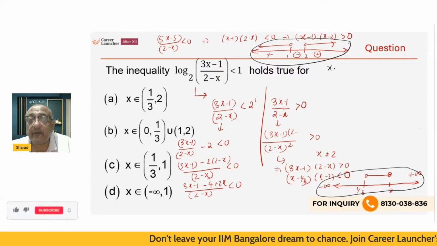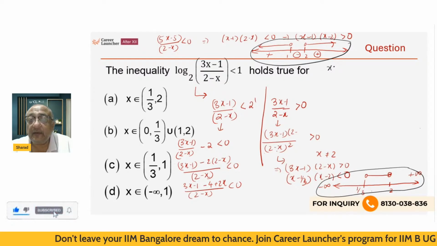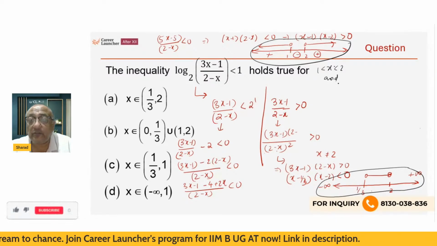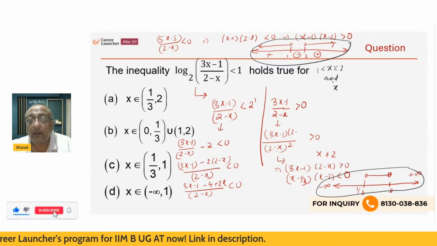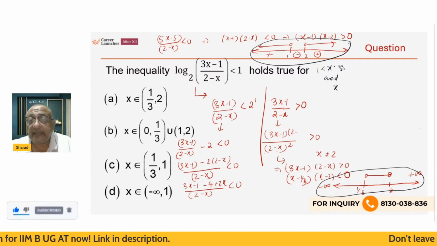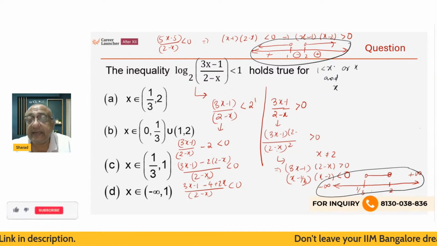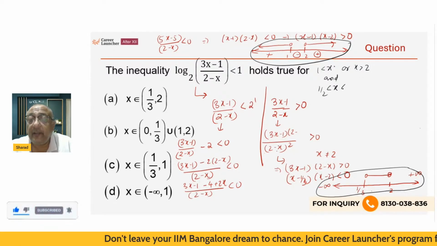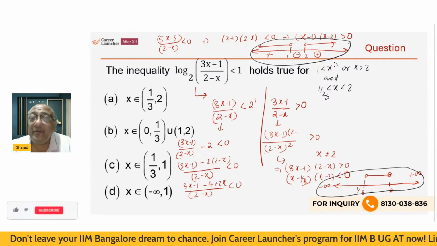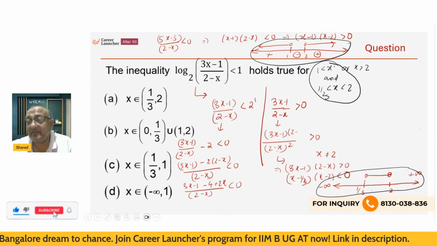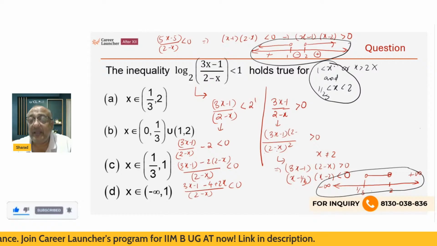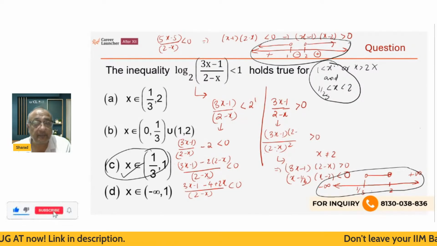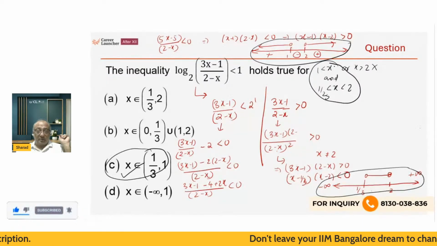I have the value of x which is between 1 to 2, and also x is less than 1 or x is greater than 2, and simultaneously x has to be between 1/3 and 2. If you write it, you know that this is lying in this range. It cannot be greater than 2. It has to be between 1/3 and 1. So this is my answer. Right, kids? That's all you need to know in log.